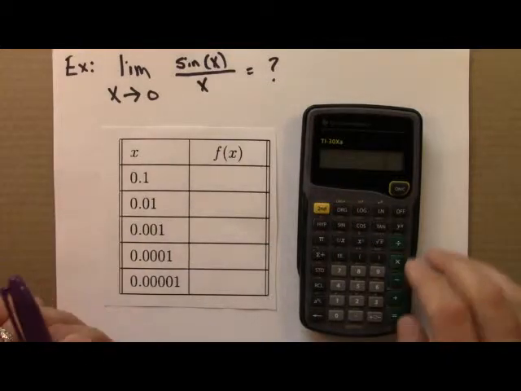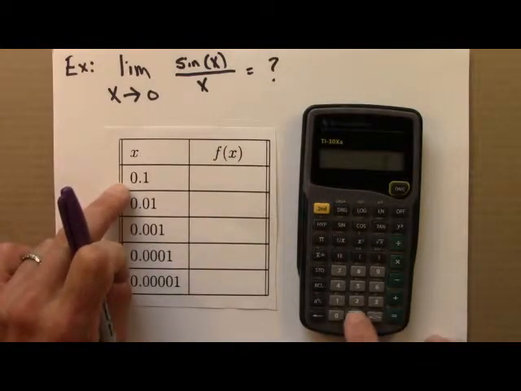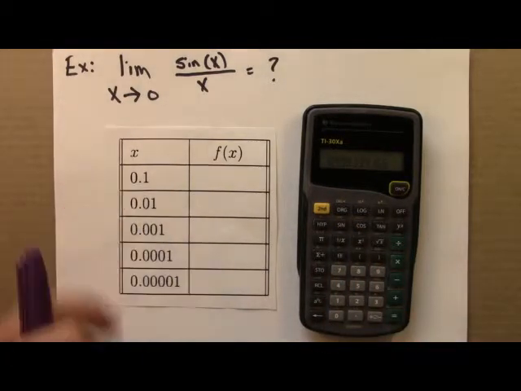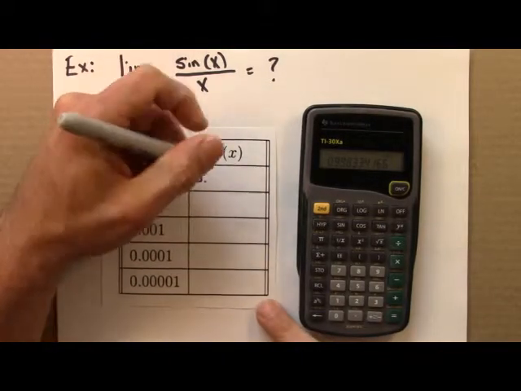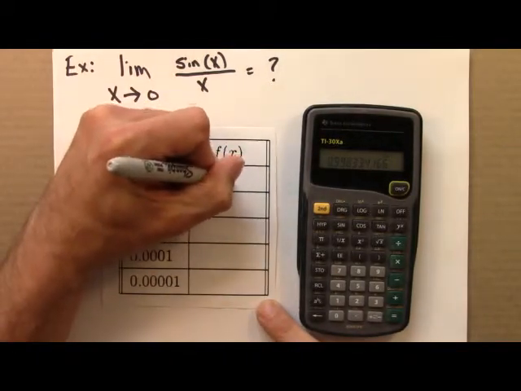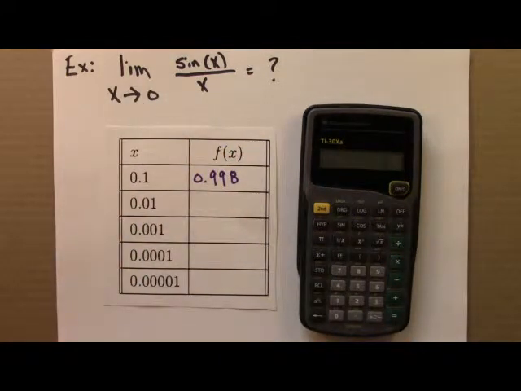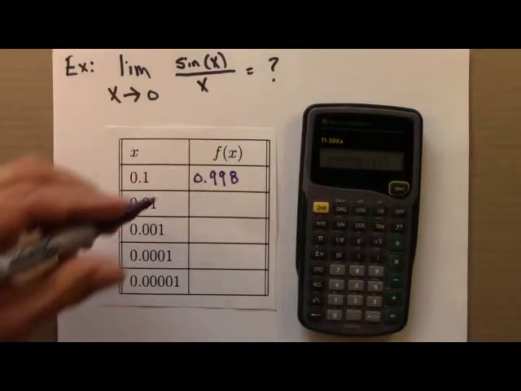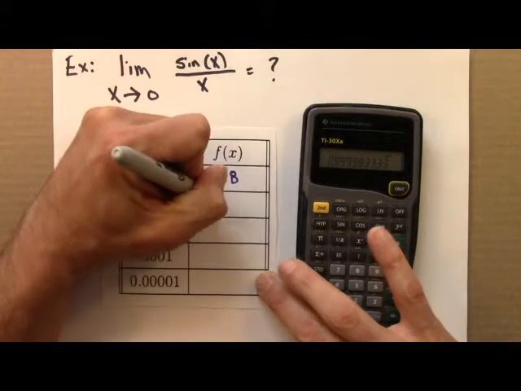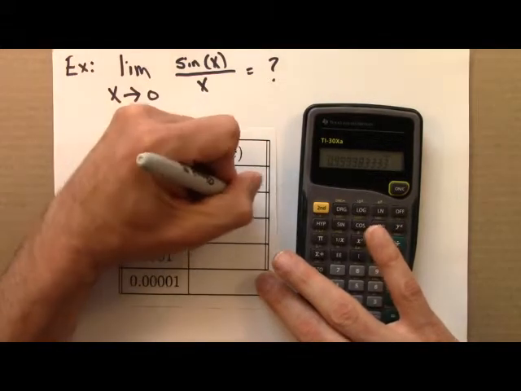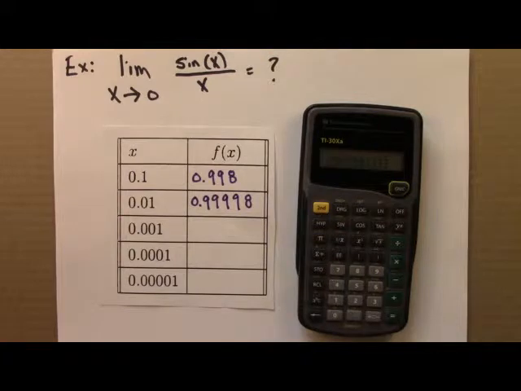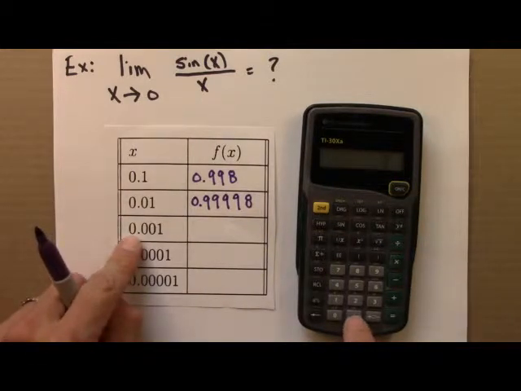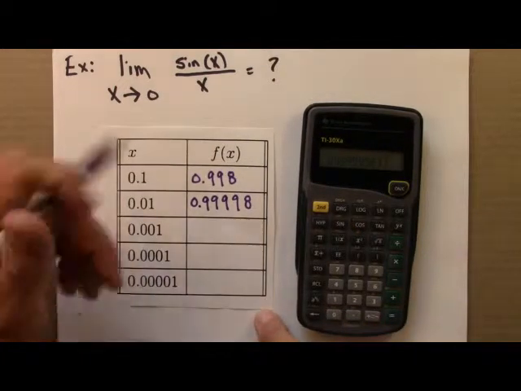All right, let's try it. So x is 0.1. I'm going to do sine of 0.1 divided by 0.1, and I get 0.998. Let's do another one. Sine of 0.01 divided by 0.01, 0.99998. Well, you can kind of see where this is headed. Let's do one more. 0.001, sine of that divided by 0.001, and a lot of nines.